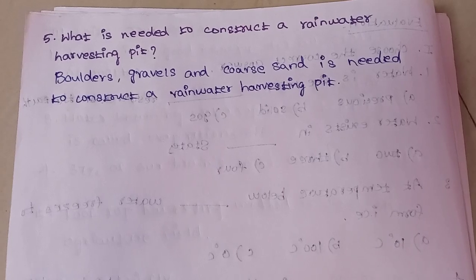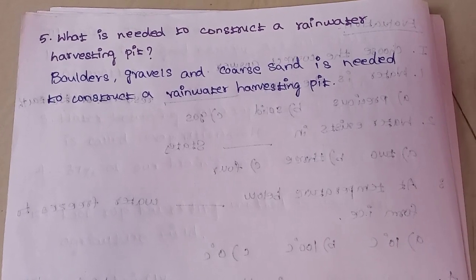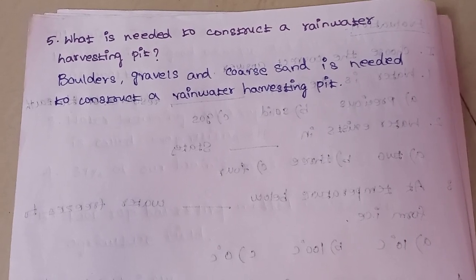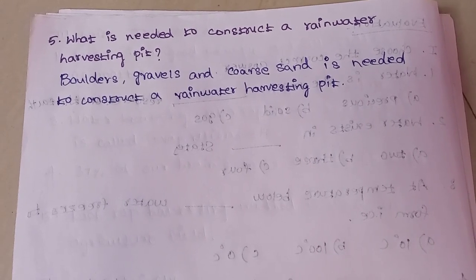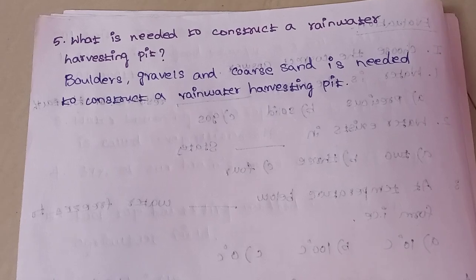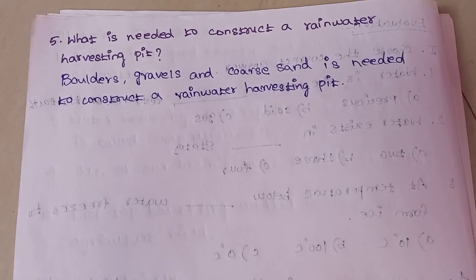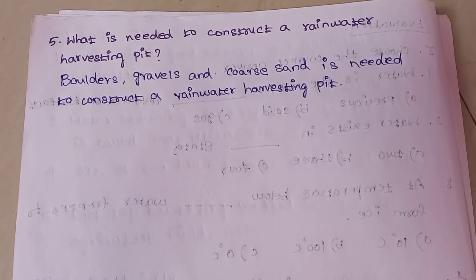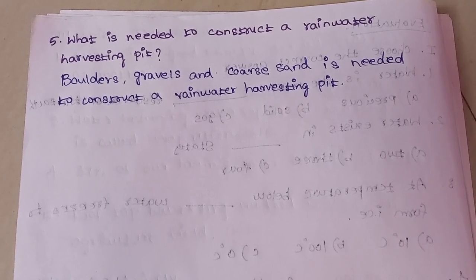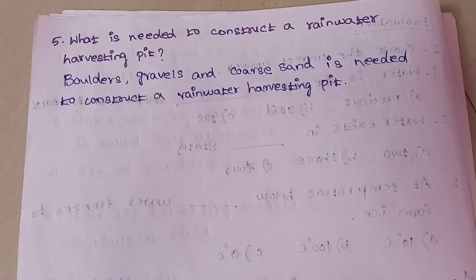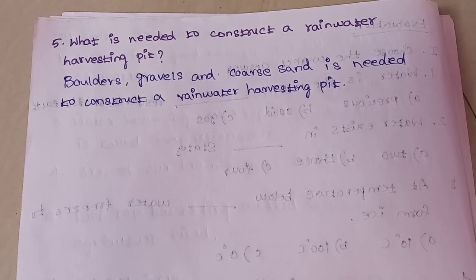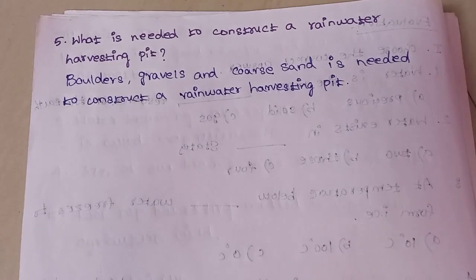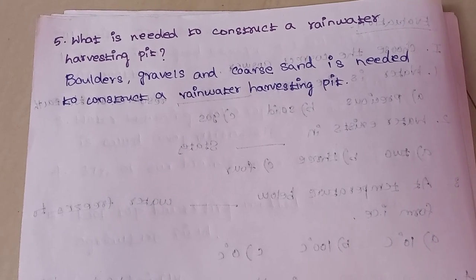Boulders, gravels, coarse sand. Boulders, gravels and coarse sand are needed to construct a rainwater harvesting pit.